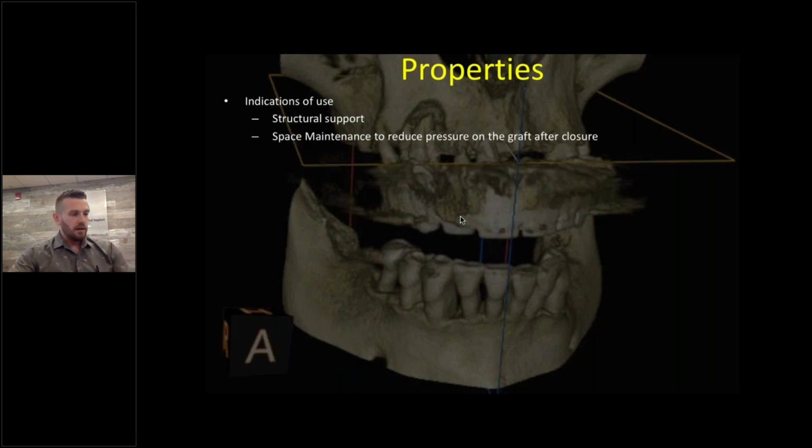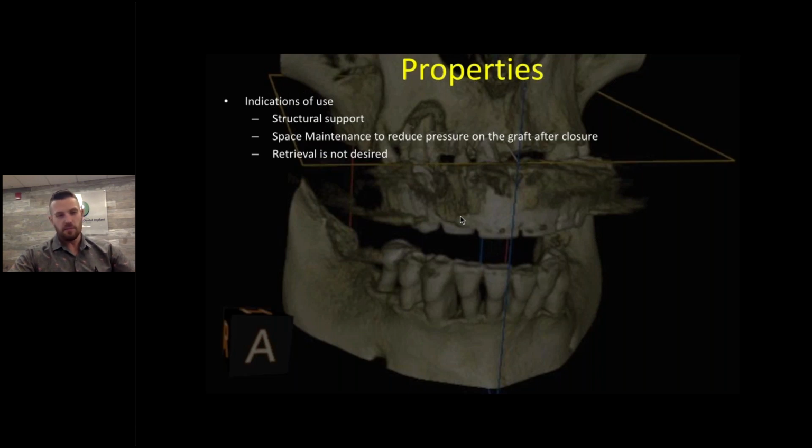When you want space maintenance, so again, when you're trying to utilize a technique to get vertical or horizontal bone regeneration, you want something that's going to maintain space for a long time and help reduce pressure on the graft under the membrane after it's closed. And for me, now that I've been using laminar bone membranes for quite some time, this is a no-brainer, but retrieval is not desired.